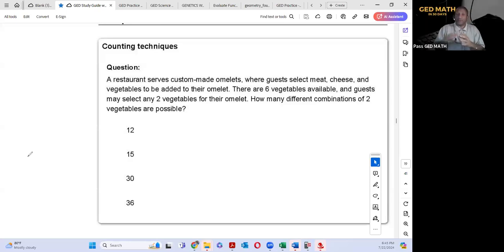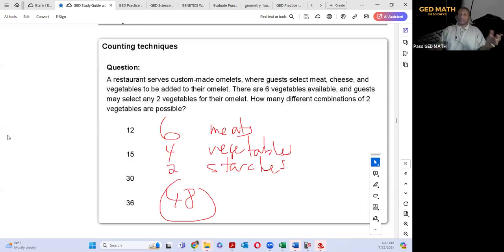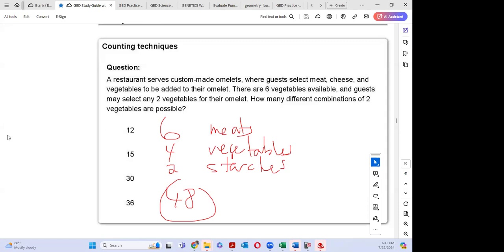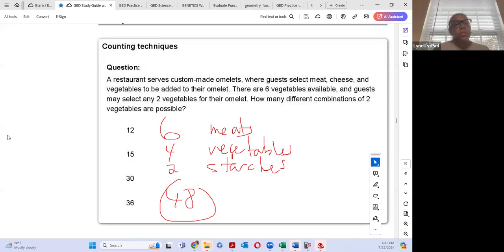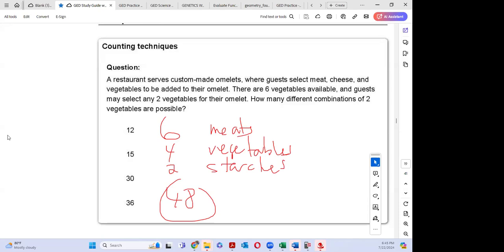So if I had, let me hit undo, if I had 6 meats, 4 vegetables, 2 starches, how many different combinations could I have? It'd be 48. 6 times 4 times 2. That's how many different combinations you can have. So they're just multiplying all of them.